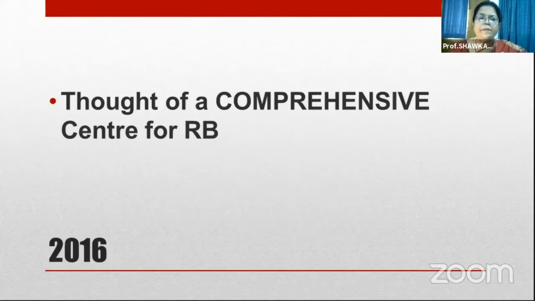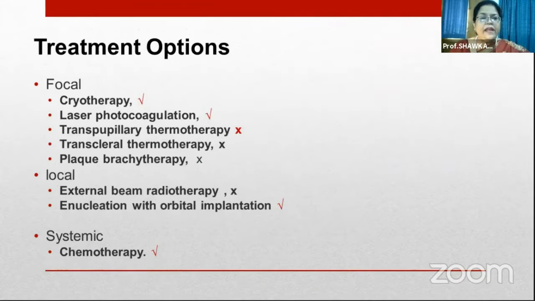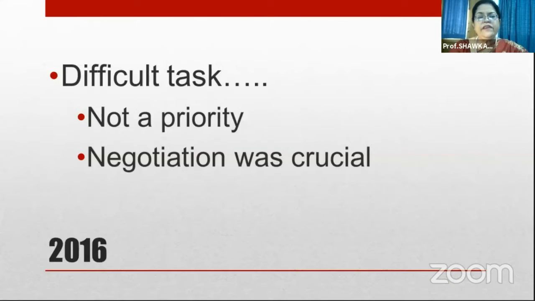So we were happy, but in 2016 we thought of a comprehensive center for retinoblastoma. But it was not easy. At that time we had treatment options like cryotherapy and laser photocoagulation, but we had to depend on the retina department for laser photocoagulation. And we were doing enucleation, orbital implantation and chemotherapy in different routes. So 2016 was a very difficult task. It was not a priority for the policymakers. They had other priorities like vitreoretina and cataract. They wanted to buy phaco machines, high-end microscopes and other VR machines, and it was very difficult to make them understand.